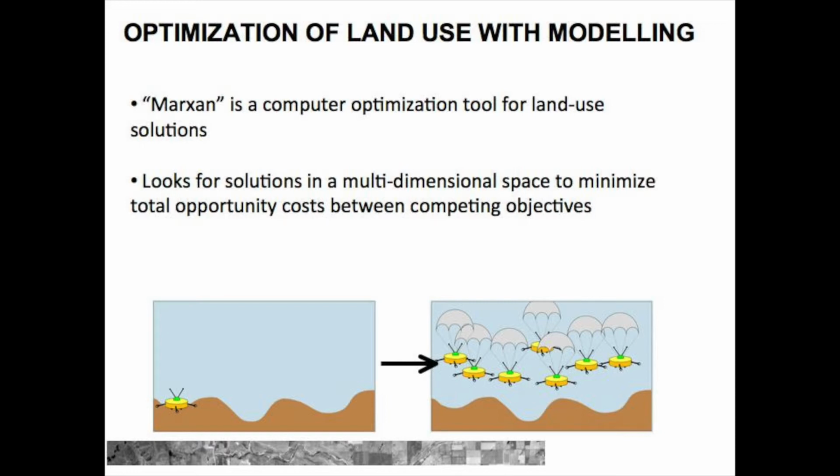We did that using Marxan, which is a computer tool originally developed out of Australia, I think over 20 years ago. Basically it's an optimization tool for land use planning solutions. It looks for solutions in a multi-dimensional space to try to minimize opportunity costs between competing objectives. A colleague of mine uses this analogy of probes being sent onto Mars. If you send one probe, it might find a local minima, but by sending lots of probes, you'll be able to find the lowest spot on Mars and not be trapped into these local lows that may not be the best solution.